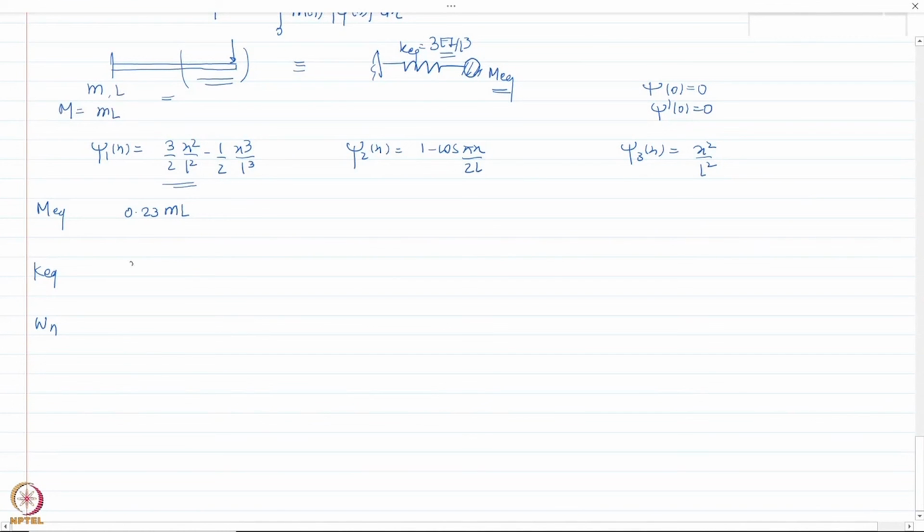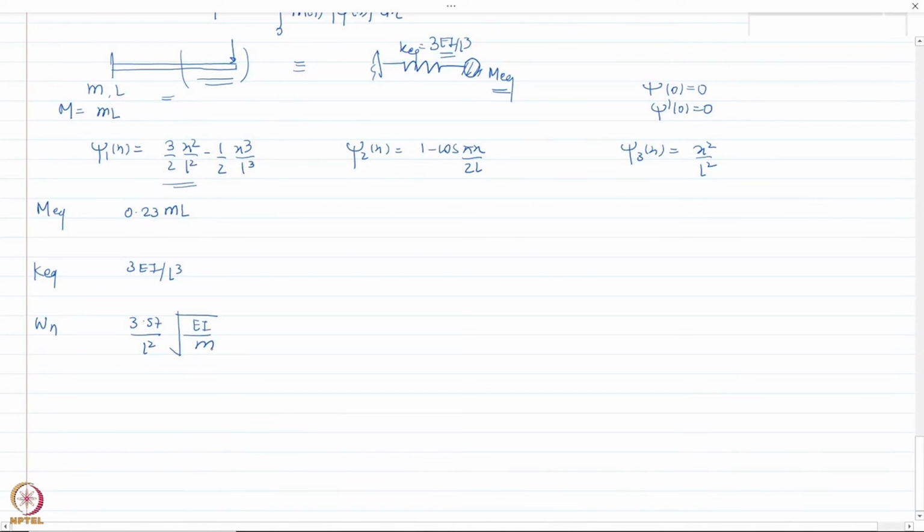Okay, the K equivalent, you would find out that it comes out to be equal to 3EI by L cube. And the omega n, you can simply substitute the values and then you can find out what is the value of omega n for this case. For this case here, it would simply be 3.57 divided by L square, and this would be square root of EI by mass per unit length.